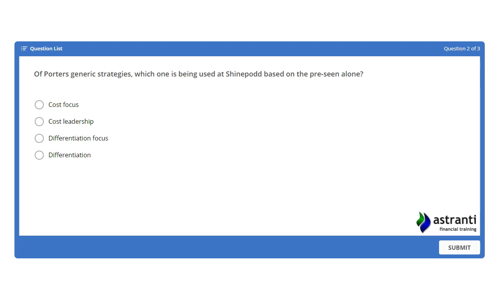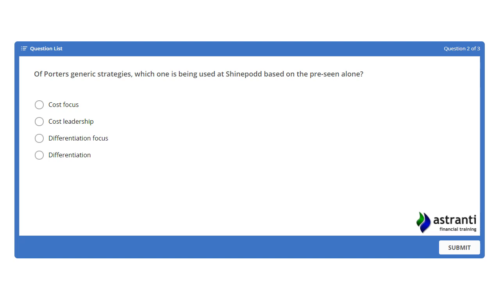Well, generic strategies are broken down into two main sections about whether you are appealing to a broad market or whether you are appealing to a very specific market, and also whether you are competing on being different from your competitors or whether you are competing by being the cheapest, by being the cost leader. So we can look through those different options and compare them to ShinePod and come up with our decision.